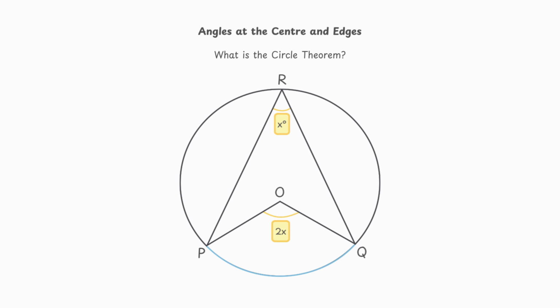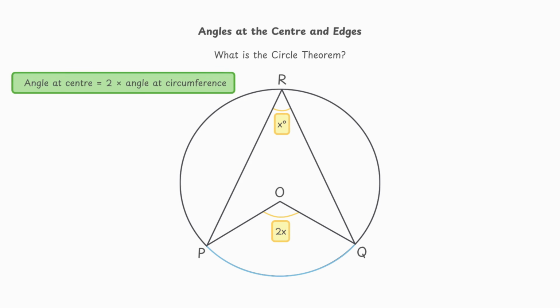One of the most important rules is this. The angle at the center is twice the angle at the circumference when both angles are formed from the same arc. So if both angles are connected to the same 2 points on the circle, the center angle will always be double.